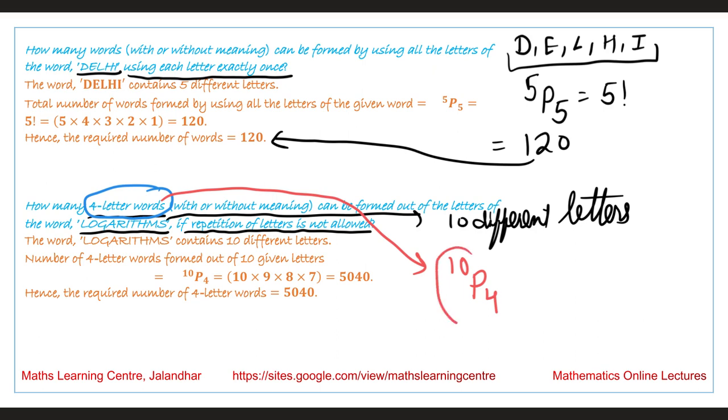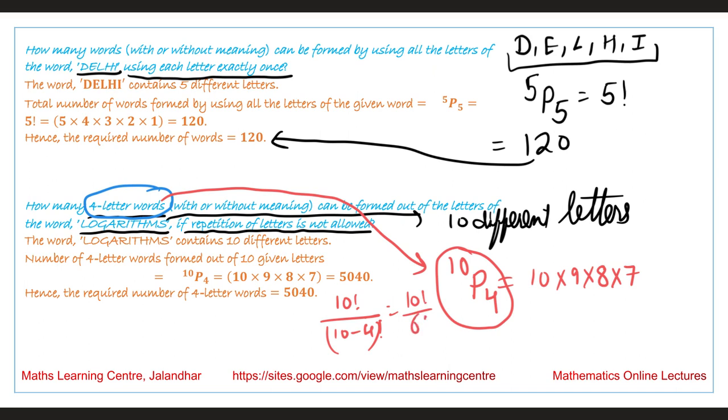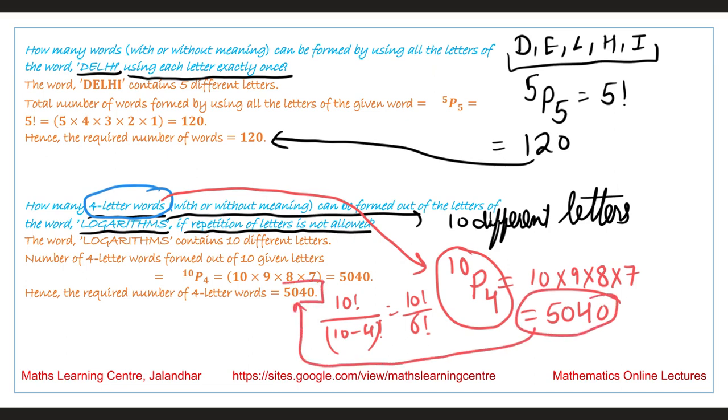So the number of ways of doing this is 10P4. It is equal to 10 into 9 into 8 into 7. That is 10 factorial over 10 minus 4 factorial, 10 factorial over 6 factorial. And the product of these terms, the answer we obtain, is 5040.